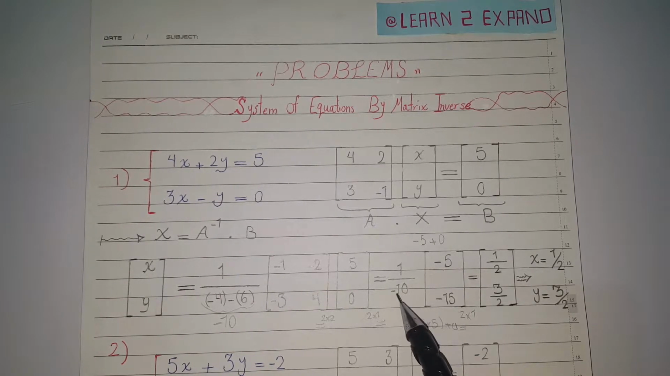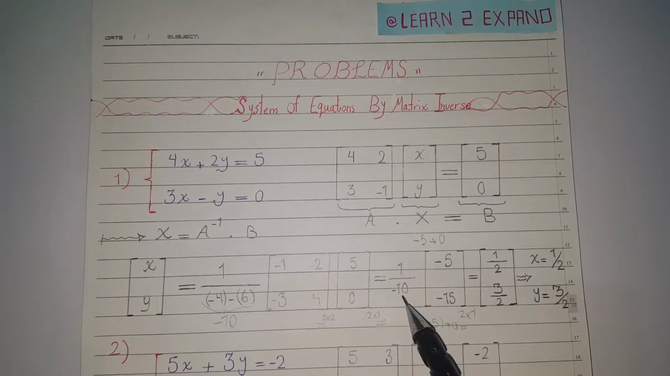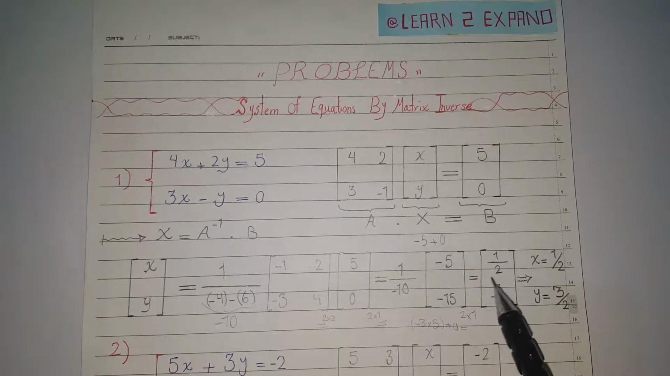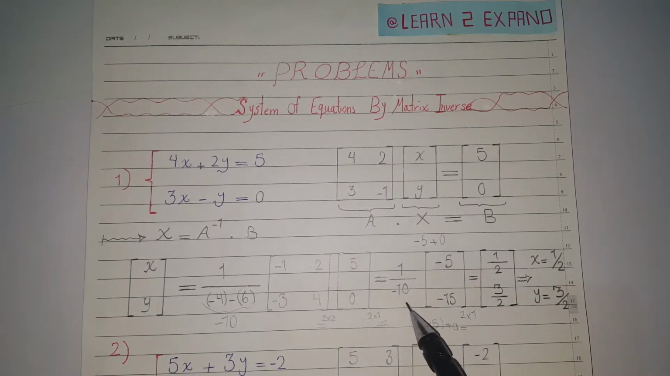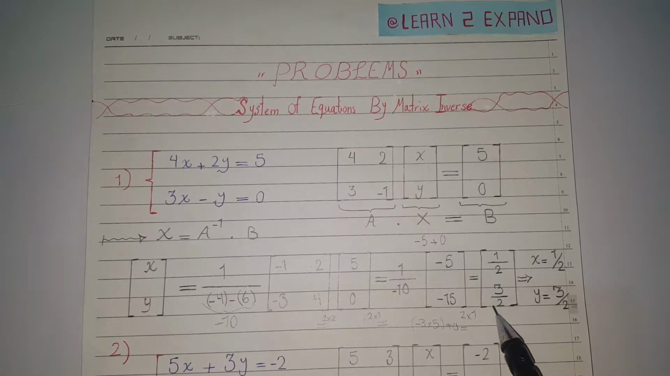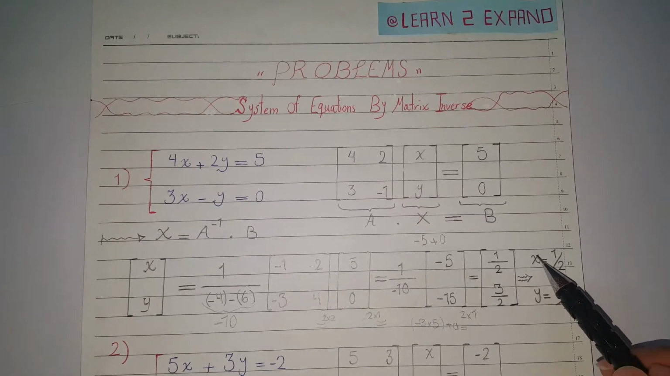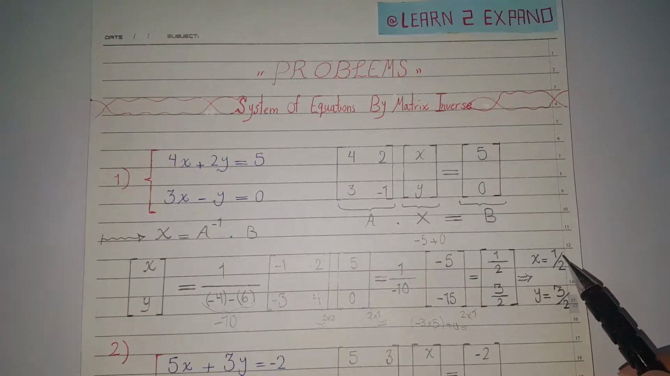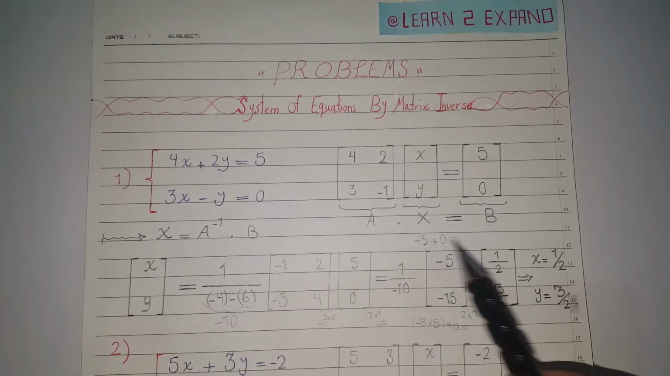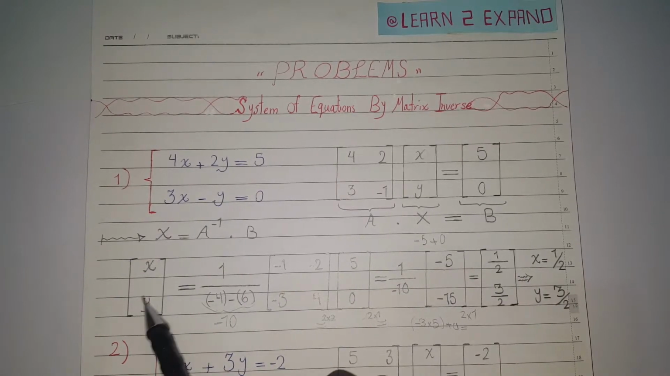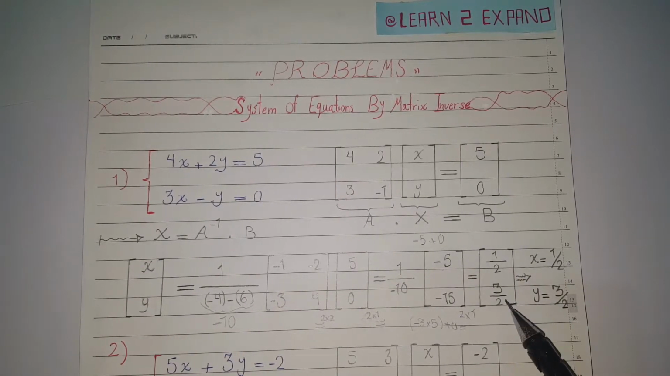-5 over -10 is going to be 1 over 2, and -15 over -10 is going to be 3 over 2. Then from here we conclude that the variable x is equal to 1 over 2, and the variable y is equal to 3 over 2.